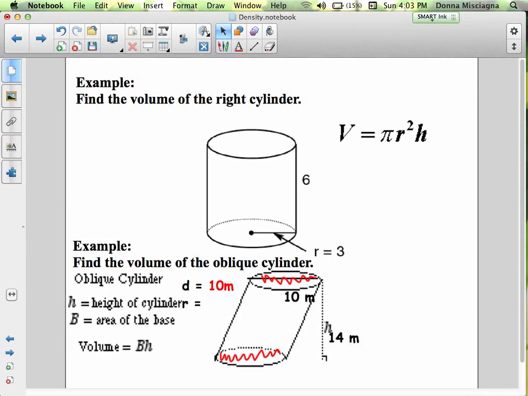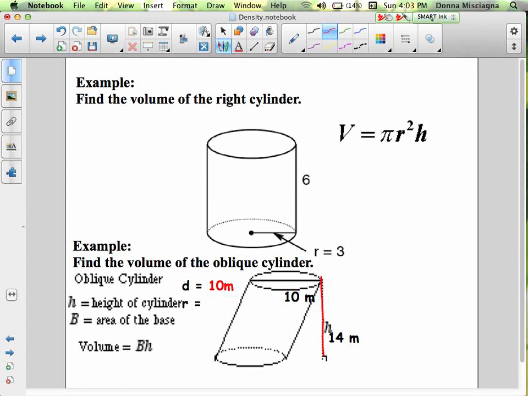But the nice thing is it doesn't matter whether the figure is a right prism, cylinder, or oblique, the volume is calculated the same way: the area of the base times the height of the prism. But the height is the direct distance, so height always has to be perpendicular. We can't use any slanty sides. So height is just that straight distance from the one base to the other.